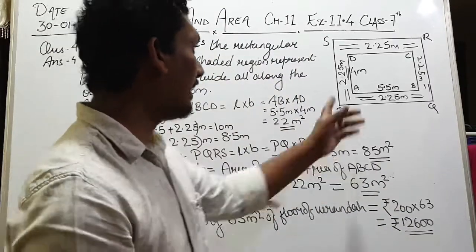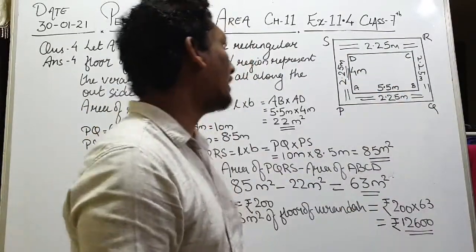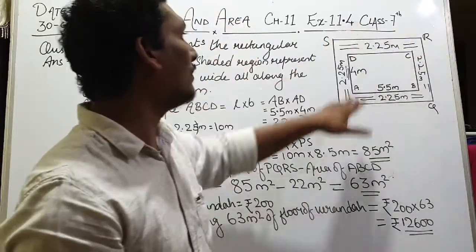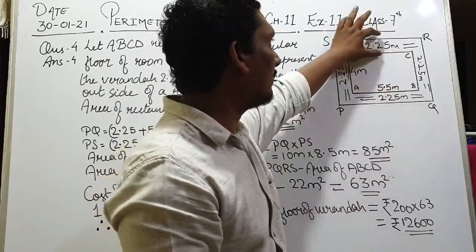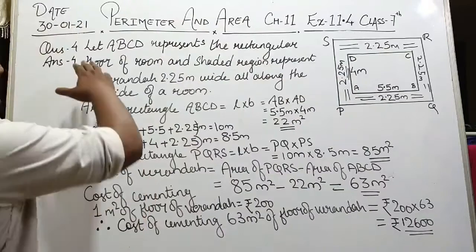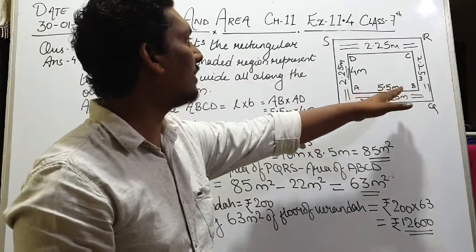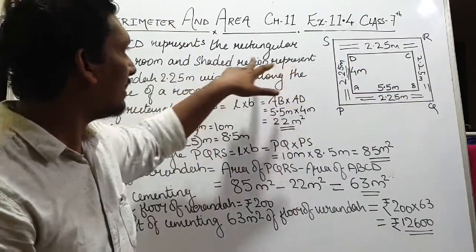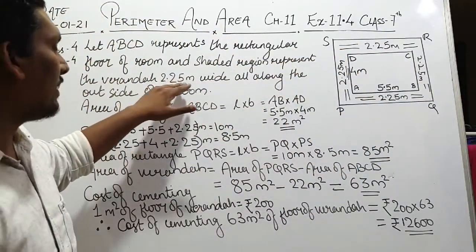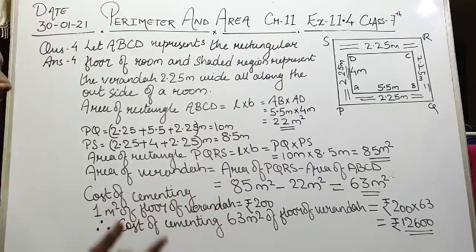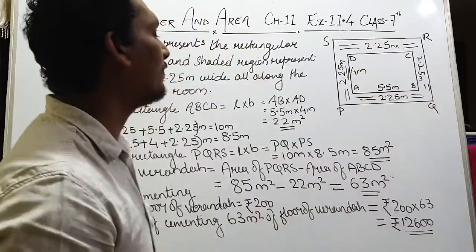So first, ABCD represents the room whose length is 5.5 meter and breadth is 4 meter, and PQRS represents the veranda. This is the shaded portion whose 2.25, this is the width of this veranda. Now here ABCD represents the rectangular floor room whose length is 5.5 meter and breadth is 4 meter, and the shaded region represents the veranda 2.25 meter wide all along the outside the room. So this is the room and this veranda is outside the room.